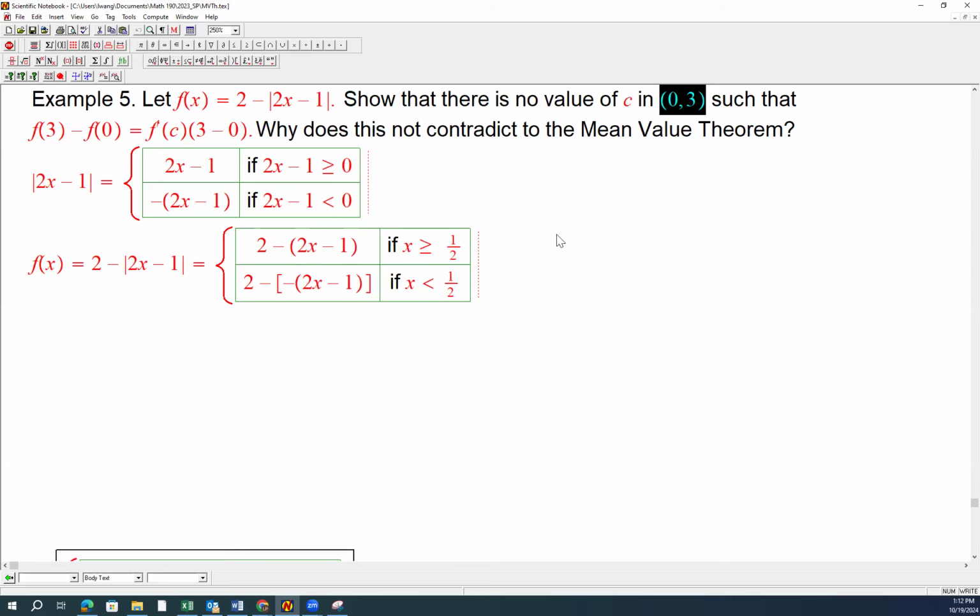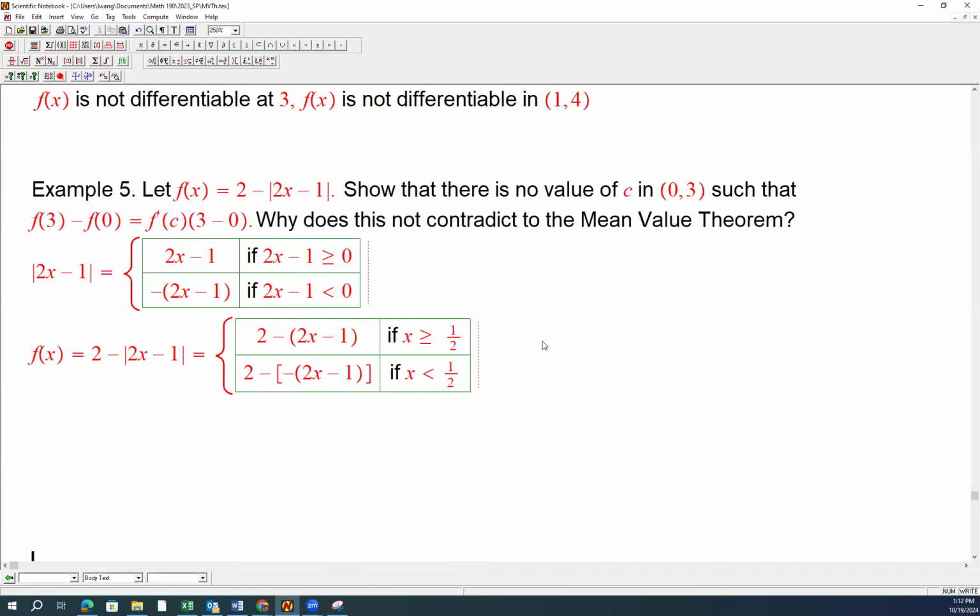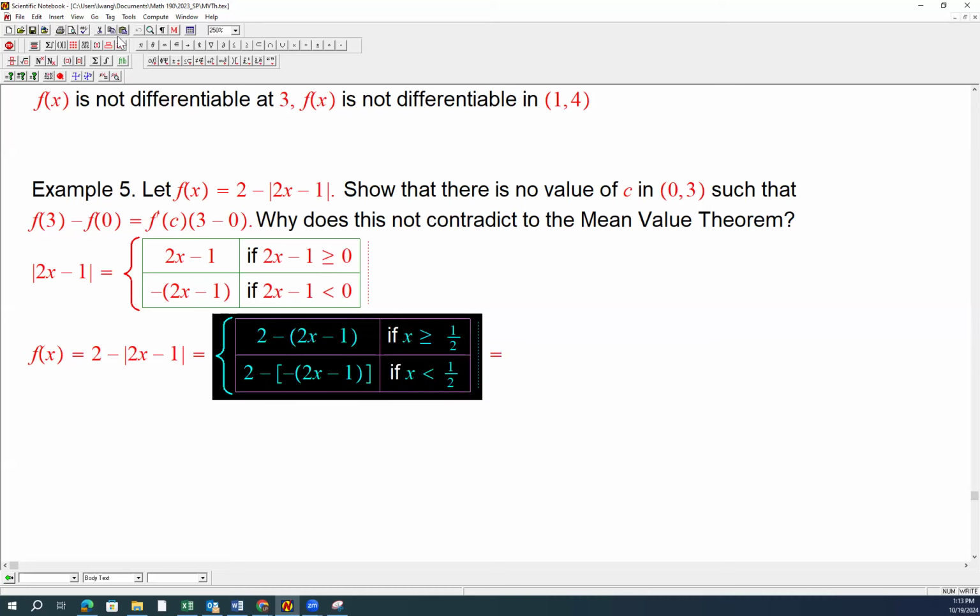We have a pointed place, right, where it's not differentiable. So now we can almost peek into why it does not contradict, because the condition is not satisfied. This function is certainly continuous everywhere, so the first condition is satisfied, but the second condition is not. There's a pointed point where it's not differentiable. What is that point? That point is half. So there's no problem about continuity, but there's a problem about differentiability.